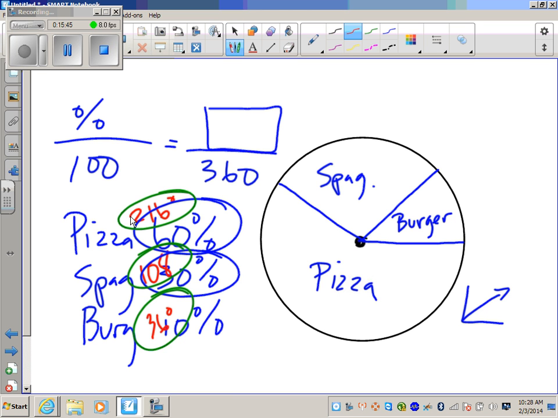Is that an obtuse angle? And not by much, but it didn't have to be, right? Because 90 would be, right? Has to be greater than 90.